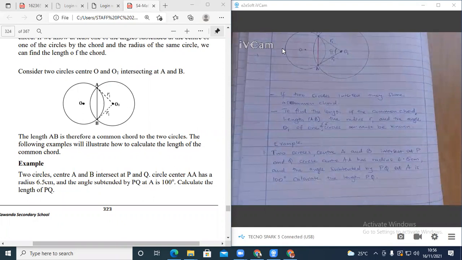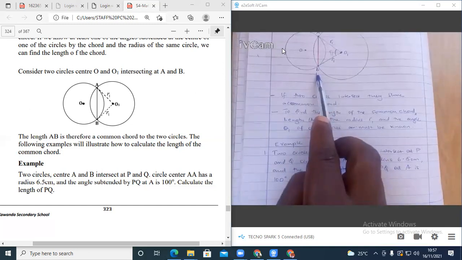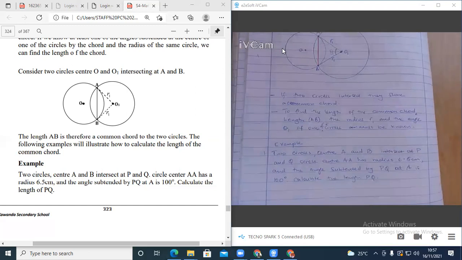So what does this question mean to you? It means that there are two circles. One has center A, another one has center B. Then they intersect at P and Q. That means that instead of the common points A and B, we have P and Q. So in our previous example, AB was the chord, and now in this question, PQ is the chord.